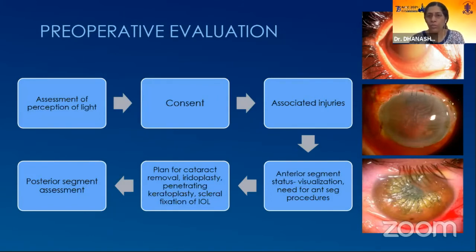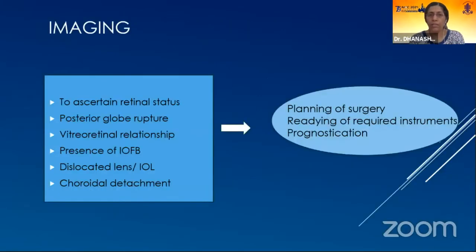Posterior segment assessment is often difficult in such cases, and there comes the role of imaging. Imaging can help you ascertain the retinal status. It can ascertain whether there is any posterior globe rupture. The vitreoretinal relationship can be ascertained by imaging. Presence of a foreign body, a dislocated lens or IOL can be determined, as well as choroidal detachment. Now, this will help the surgeon in planning the surgery, getting the required instruments ready, such as, for example, a foreign body forceps or a magnet, and it will also help in prognostication.